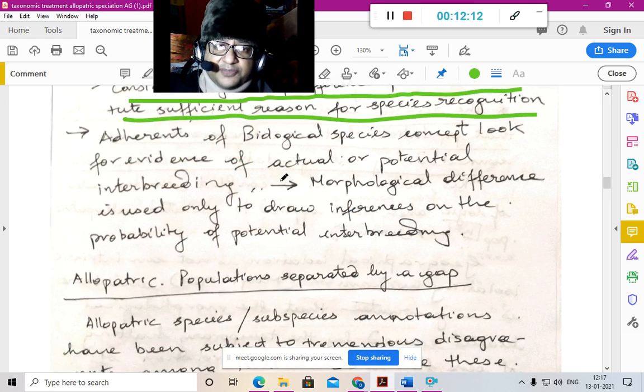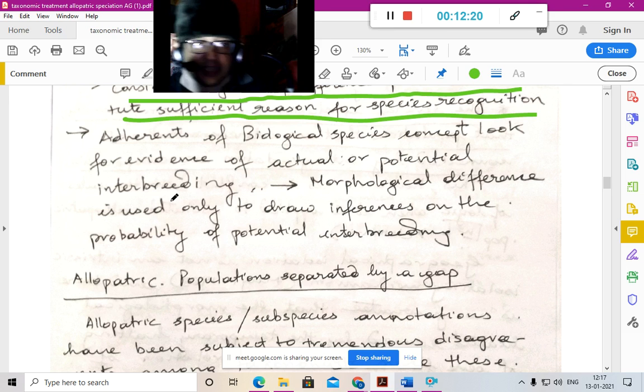Adherents of the biological species concept look for evidence of potential interbreeding. People who believe in the biological species concept look at reproduction, whether they can mate with each other. As you can very well know, a person living in America can very well mate with a person living in Asia, and they can have children.